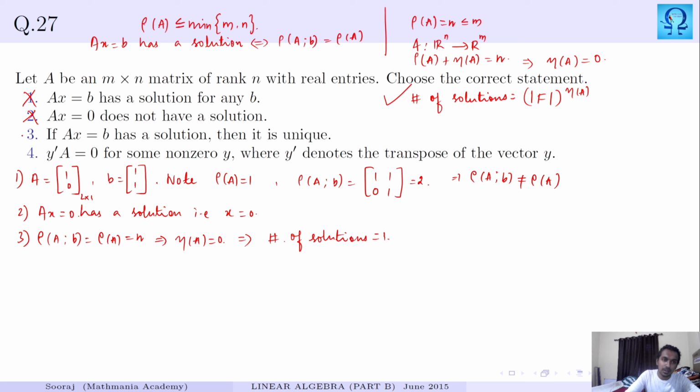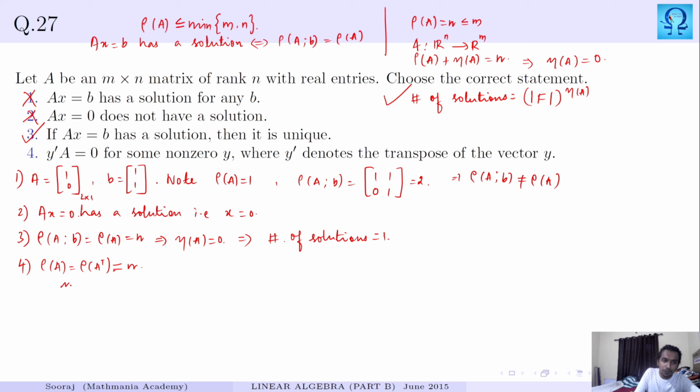So when we identify the right answer, we can move to the next question in the examination. But to gain the ideology, let us work out the fourth option as well. Okay, here we'll have to recollect a few things. That is, rank of A is the same as rank of A transpose. This is one of the ideas that we have to remember. And in this problem it is given to be equal to n.